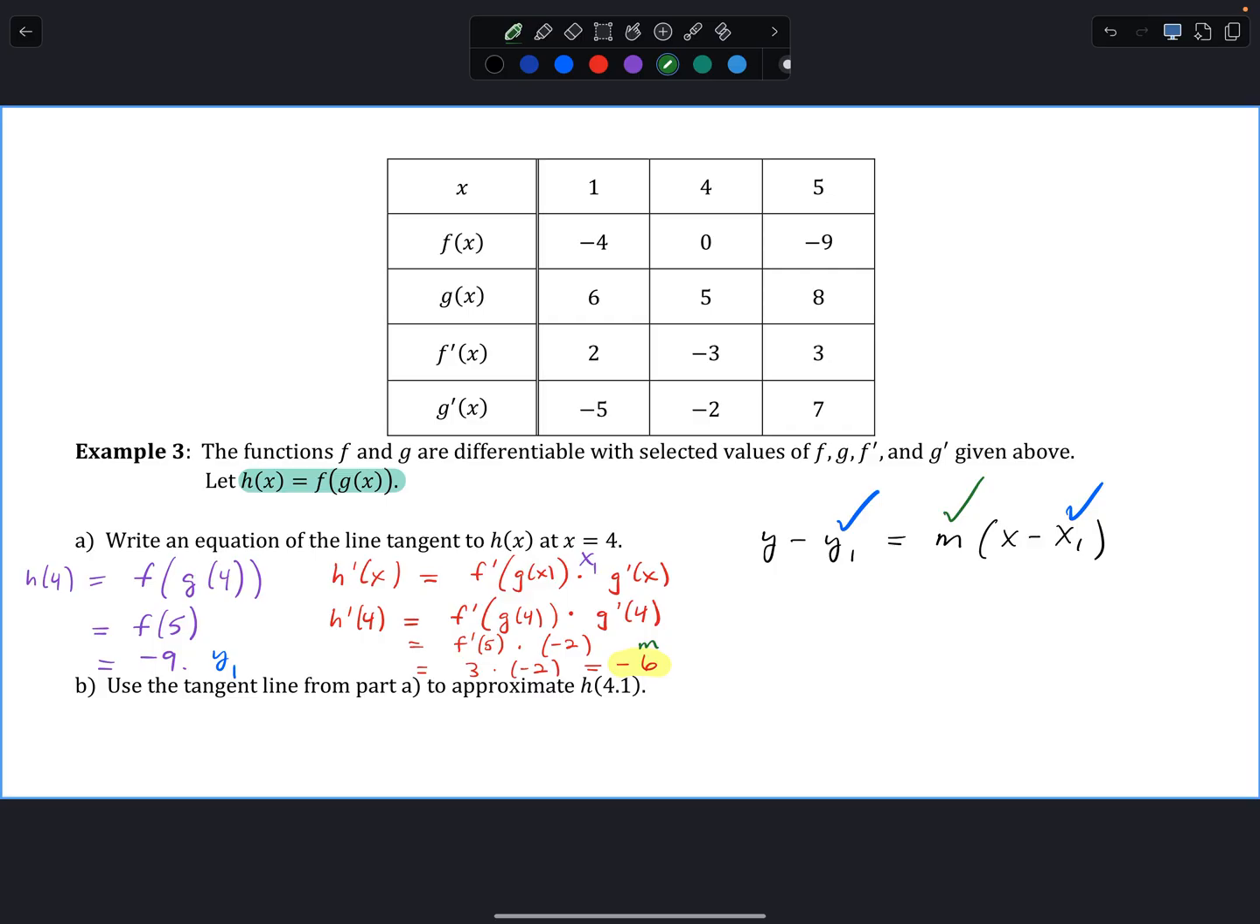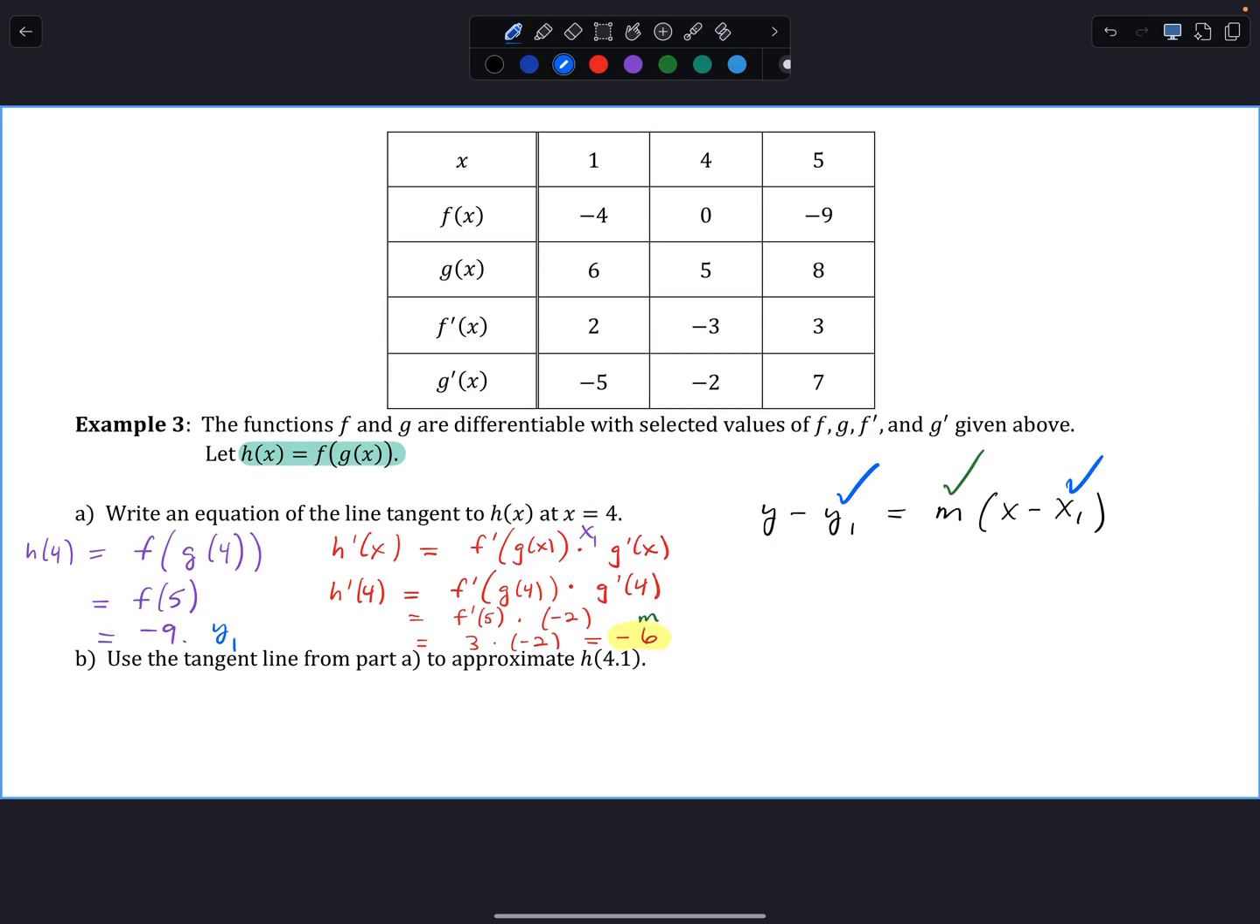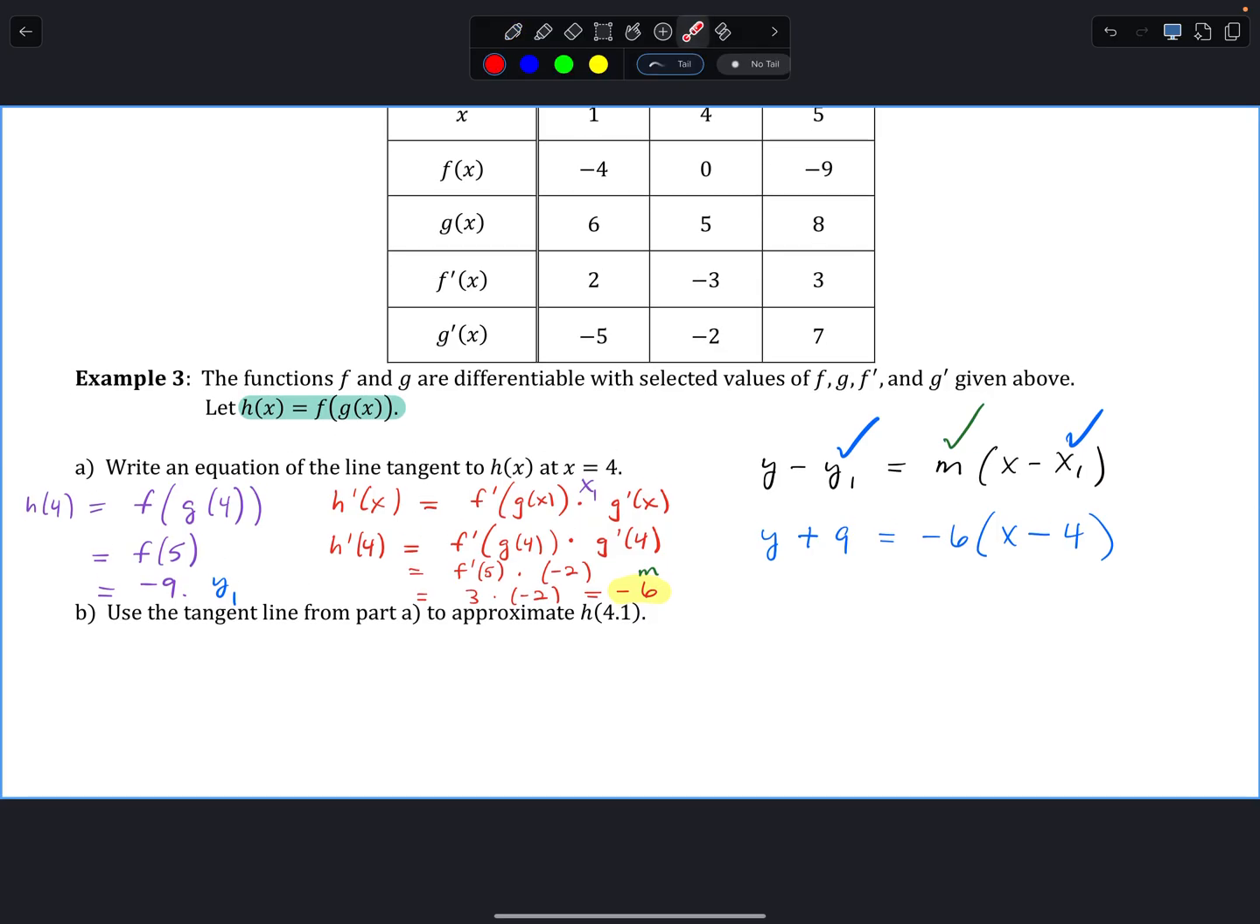All right, so write your tangent line. Y minus, what was y1? -9. So careful, y minus -9 becomes y plus 9 is equal to our slope, -6, times x minus 4. Okay, here's the thing that's different about these. You're going to use this to approximate, in the next part, h of 4.1.